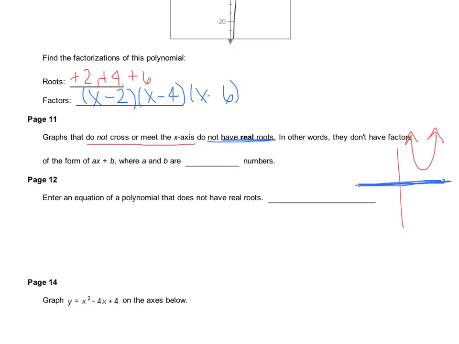That means they don't have factors in the form of ax plus b, where a and b are real numbers. Now, this does mean they have imaginary roots, but we don't get into imaginary roots until Algebra 2. But this is on your quiz. This is a vocabulary thing.